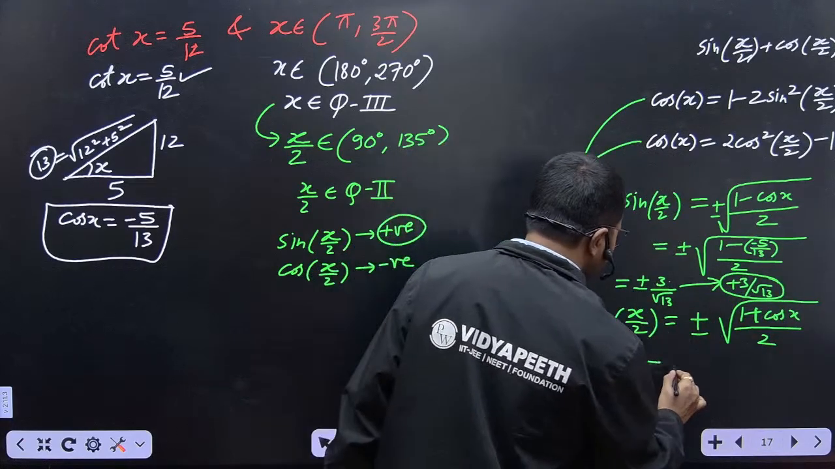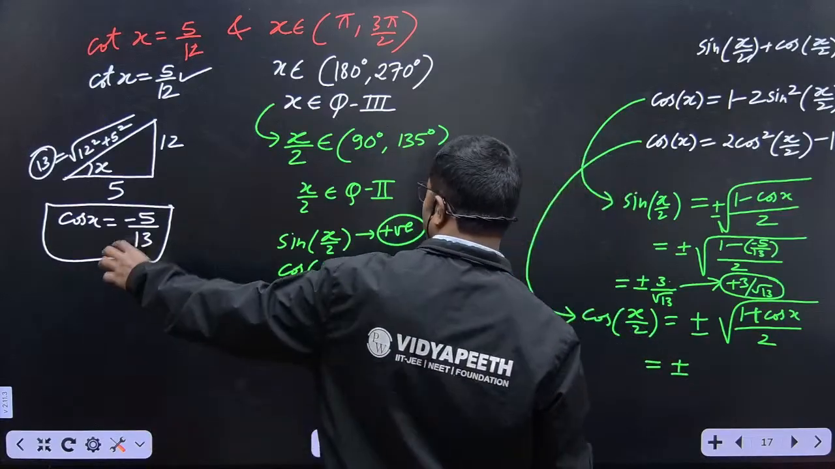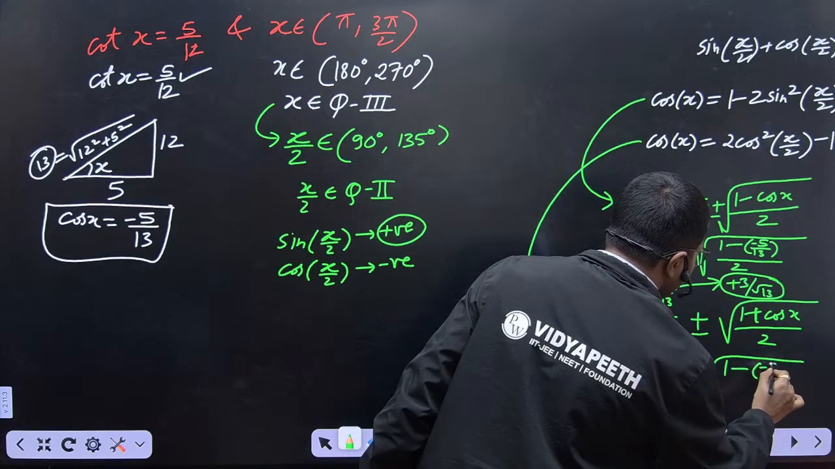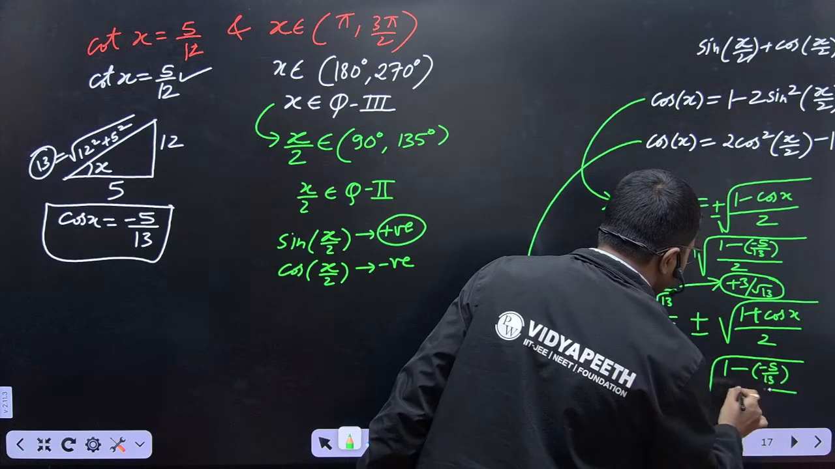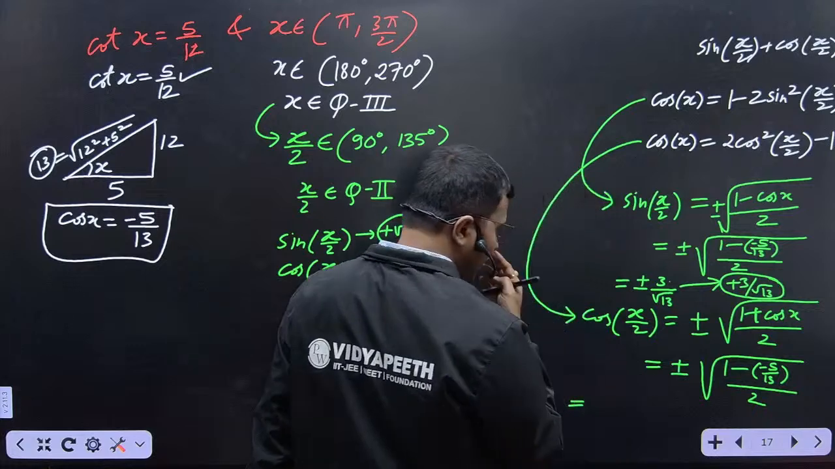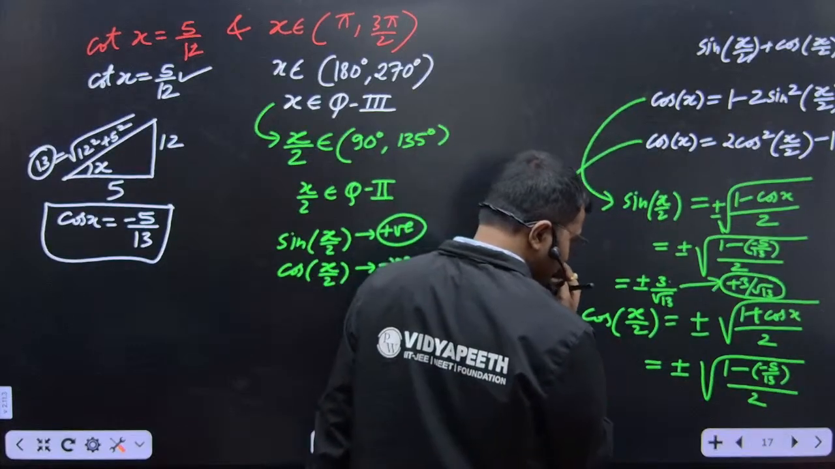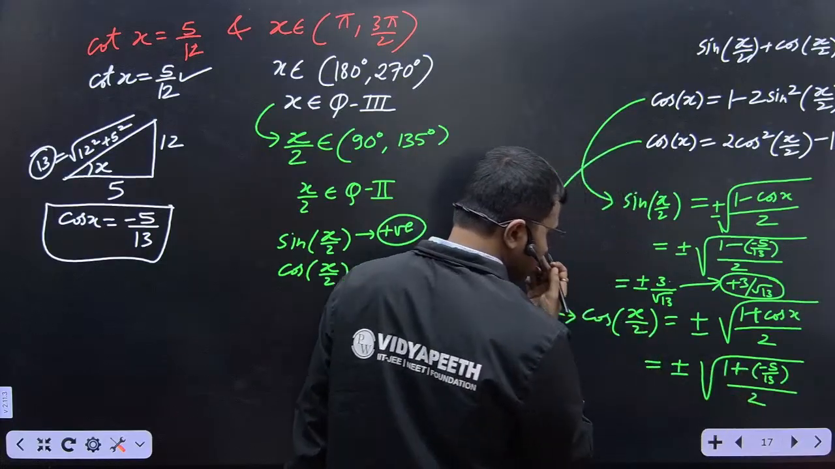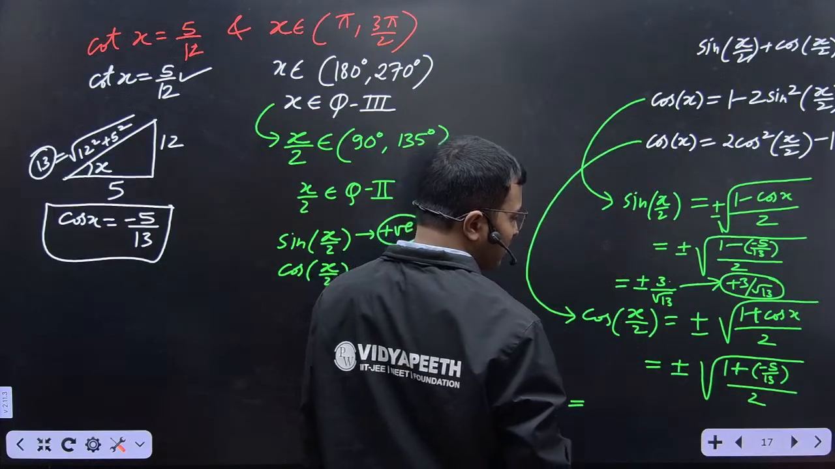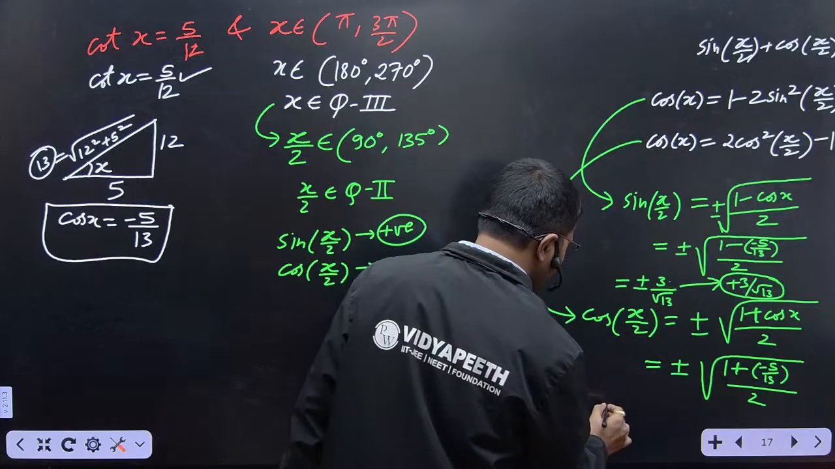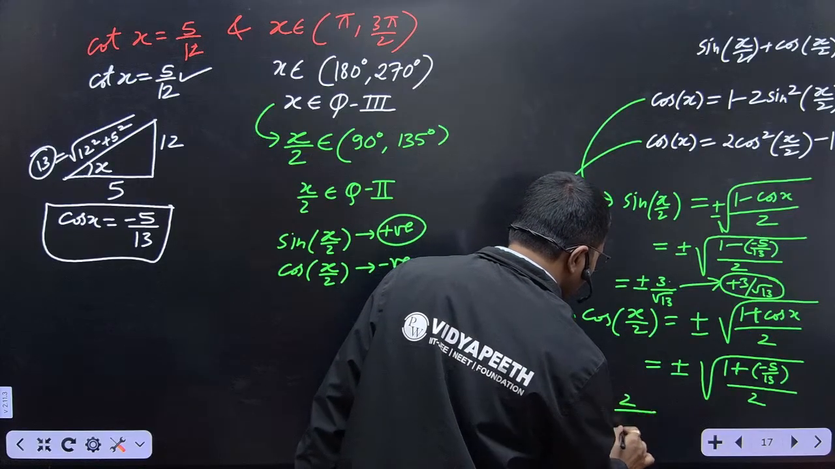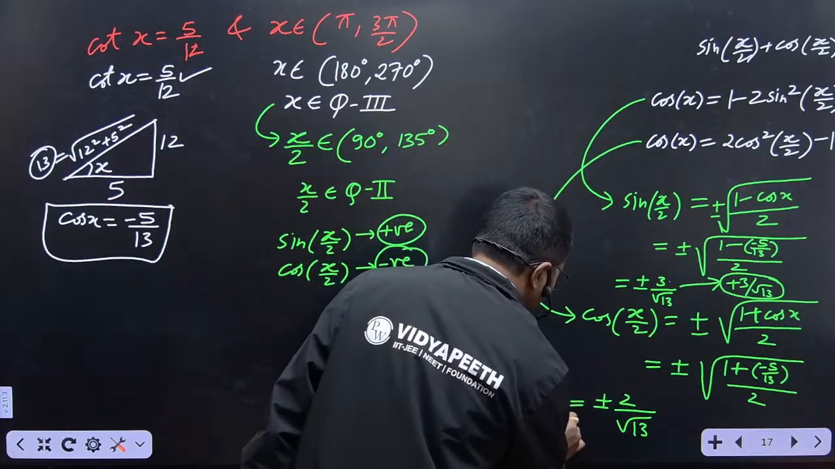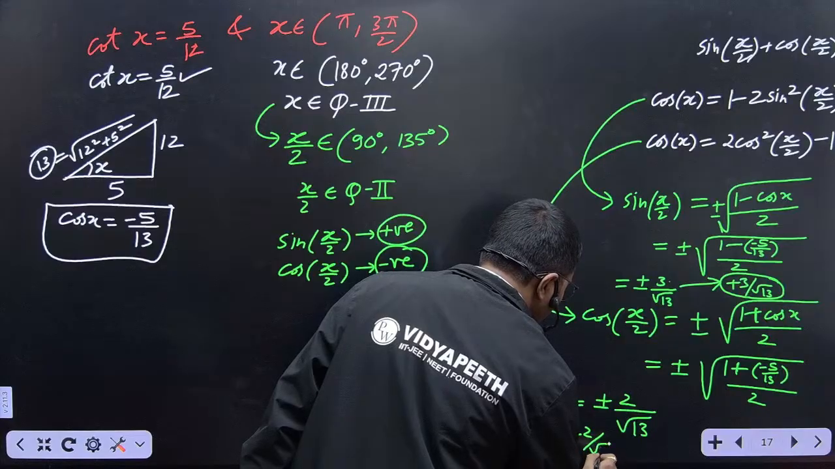And similarly cos x by 2, let us substitute the cos x value, under root of 1 plus minus 5 by 13 divided by 2. Okay, sorry, 1 plus minus 5 by 13, so 13 minus 5, 8 by 2, 4 by 13. So we get plus or minus 2 by root 13. Again for cos we will take it as minus. So here the value is minus 2 by root 13.